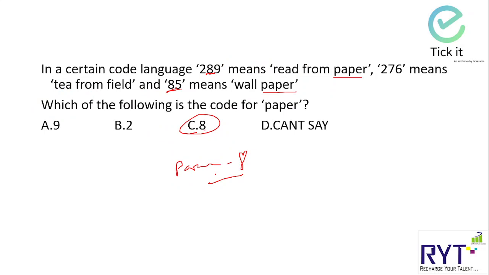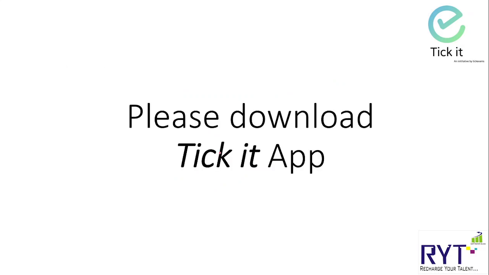Next one. In a certain code language, 289 means read from paper, 276 means T from field, 85 means wallpaper. So when I look at this, 289 and 85, 8 is common, and paper is also common in 289 and 85. So option C, 8 is the right answer. These are quite easy questions, guys.